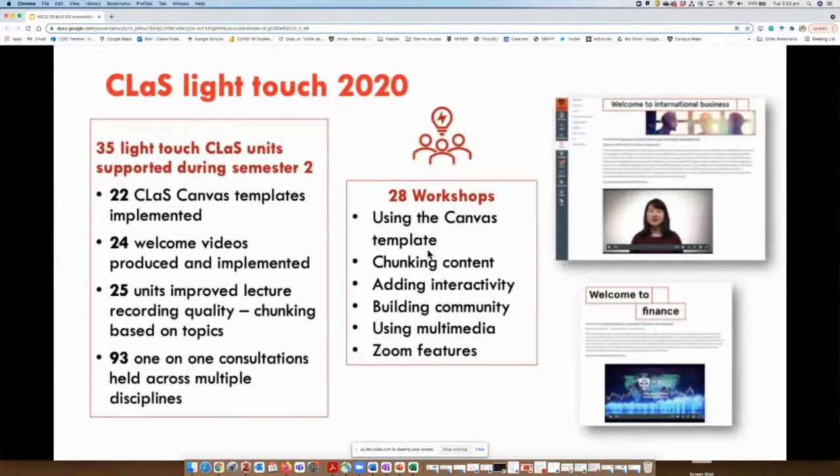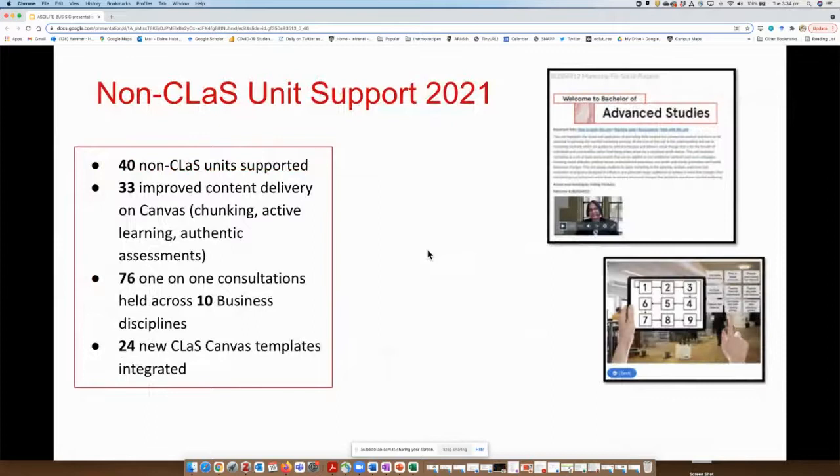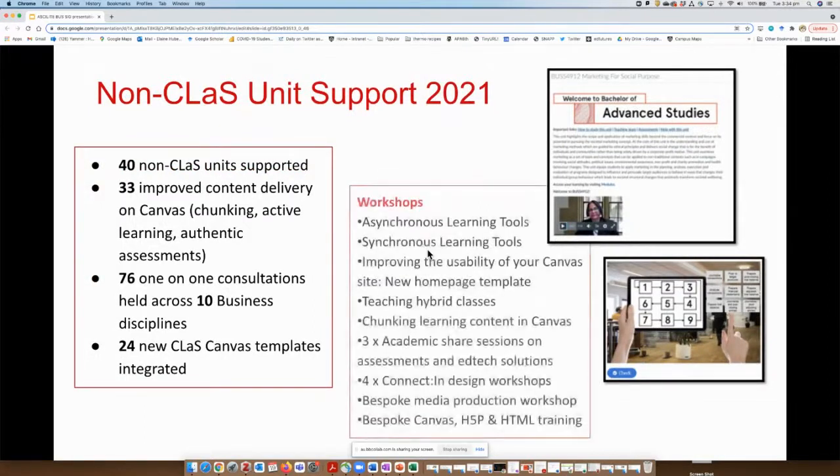So just a little bit about some facts and figures. I'll rush through these slides very quickly. But in 2020, because of the whole COVID pandemic, we flipped to become a support unit, really, and work with our academic colleagues to get them all online. And so then we introduced this parallel project, which we called Lighttouch, which was really just about moving big groups of people and units around topics. So whether they wanted to learn more about chunking their content, we'd run some workshops and then give them some one-on-one consultations. And we've done a similar kind of thing in 2021. So these are units that are non-class. They're probably still large units, but not necessarily.